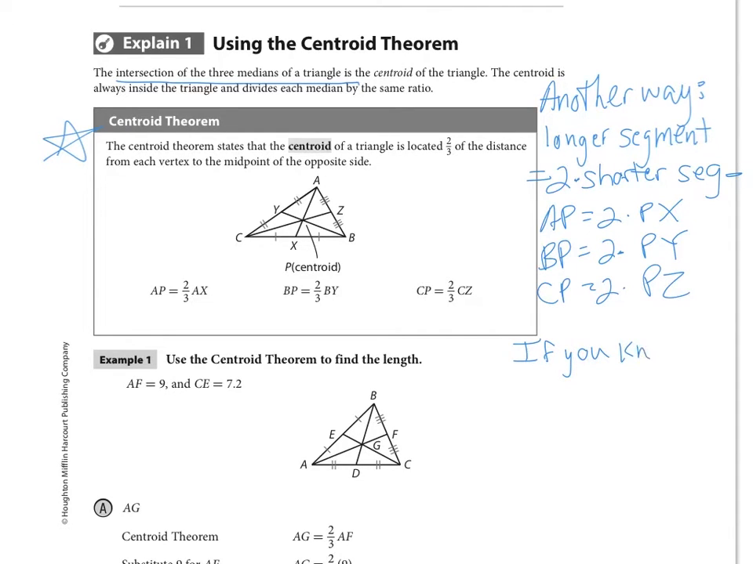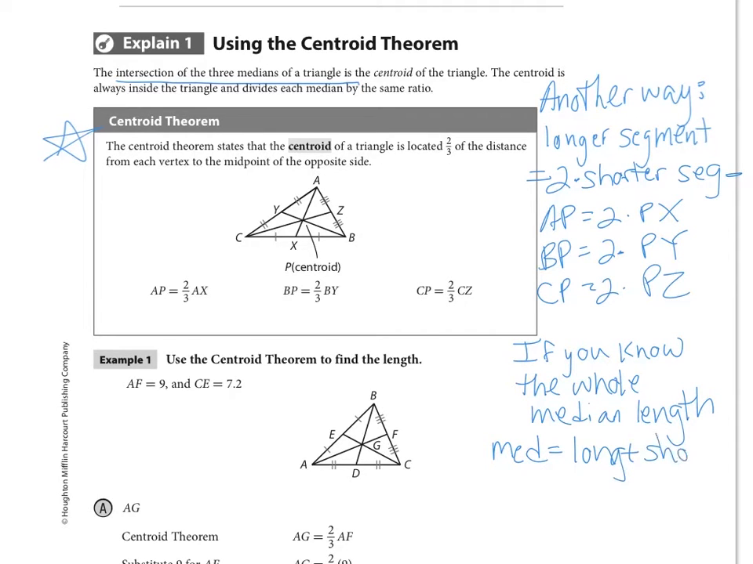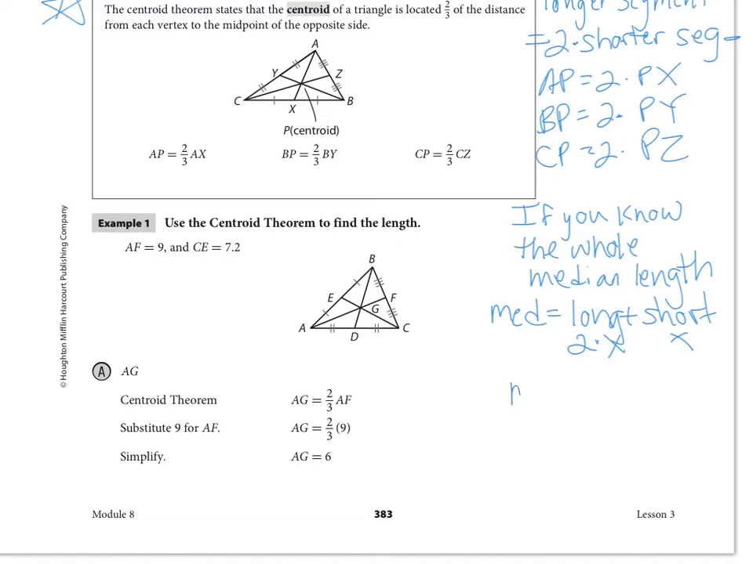Okay? So if I know the entire median's length, then the median itself is equal to the long part plus the short part. And if the long is twice the short, and we don't know either one of those pieces, we could say the short is x and the long is twice that length. So we could make an equation and say that the median is equal to 3x, where again x is the shorter length and 2x is the longer length. Okay, so that's going to come in handy a little later on.